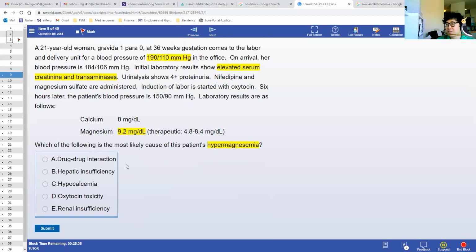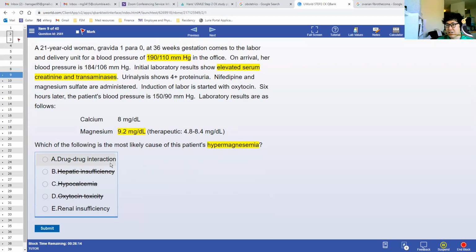All right, so the absorption of medications such as magnesium can be affected by a lot of other things. Magnesium is going to be renally excreted, so I guess renal insufficiency could cause it, at least in theory. Oxytocin toxicity can cause hyponatremia, but it wouldn't cause hypermagnesemia. Hypocalcemia, no. Hypocalcemia typically goes hand in hand with hypomagnesemia and vice versa. You wouldn't see hypermagnesemia. Hepatic insufficiency, liver has nothing to do with magnesium.